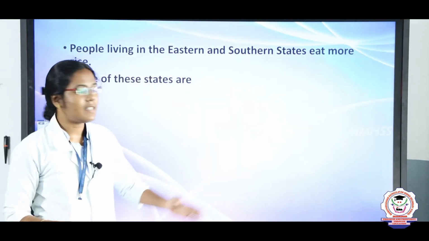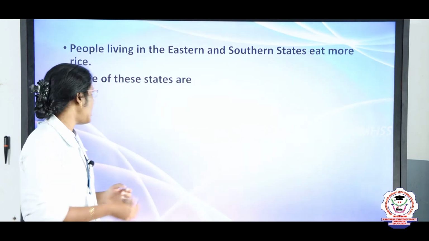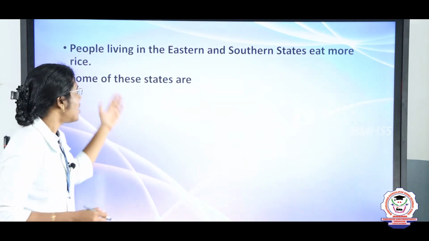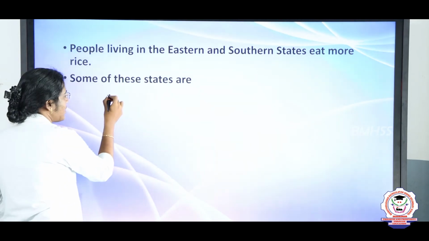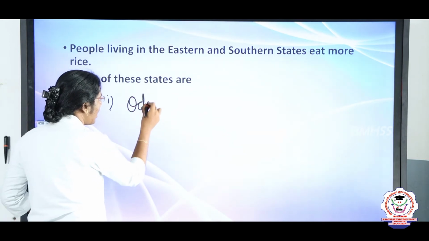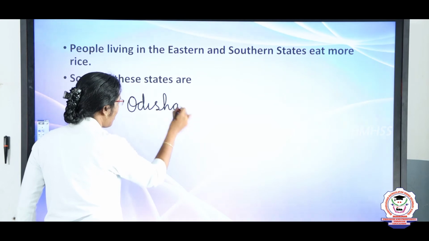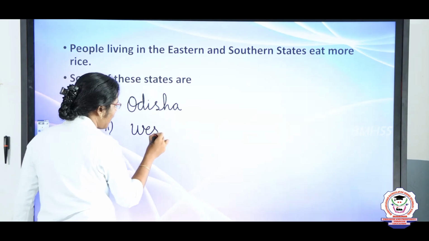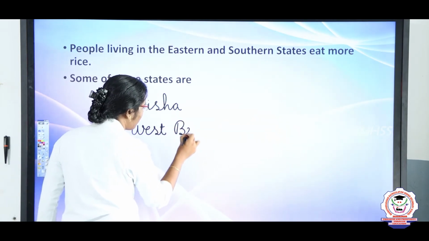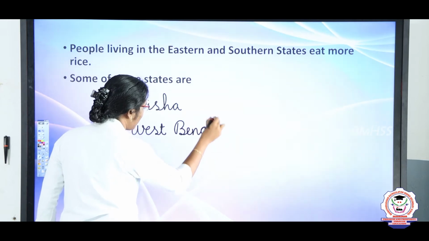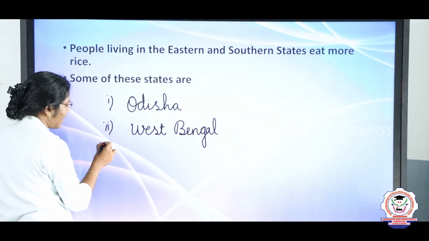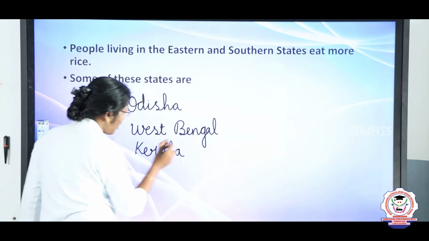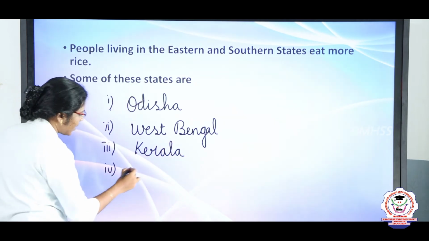Next, the people who live in eastern and southern states eat more rice. Some of the states are, first one, Odisha, O-D-I-S-H-A, Odisha. The second state is West Bengal, W-E-S-T, West Bengal, B-E-N-G-A-L, Bengal. The third state is Kerala, K-E-R-A-L-A, Kerala. The next is Tamil Nadu.